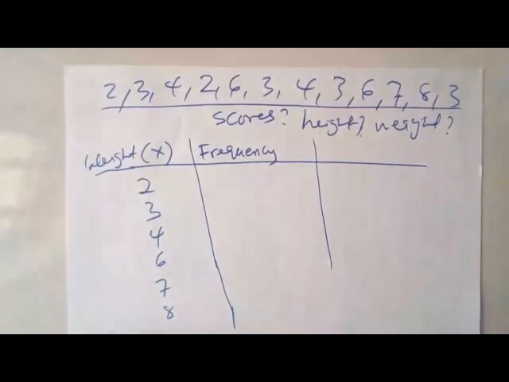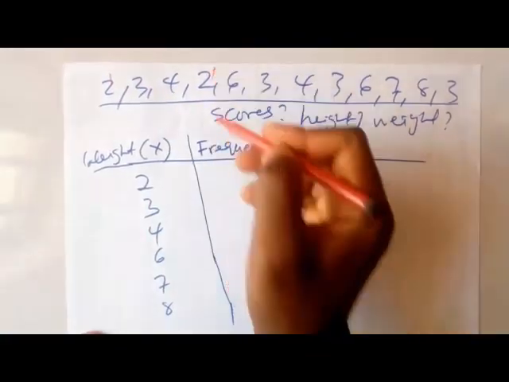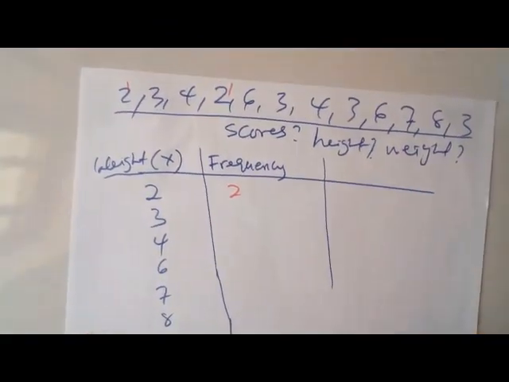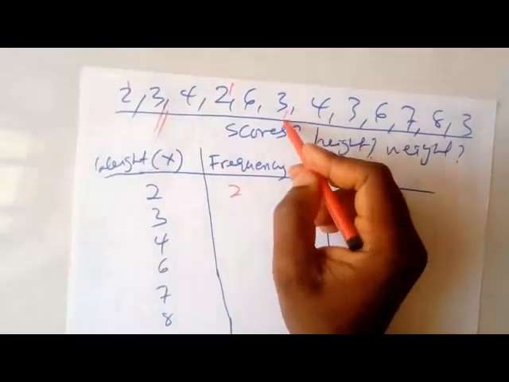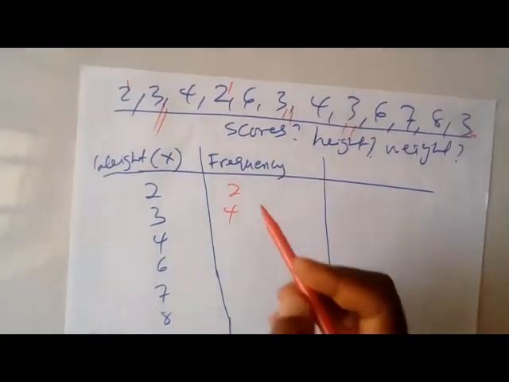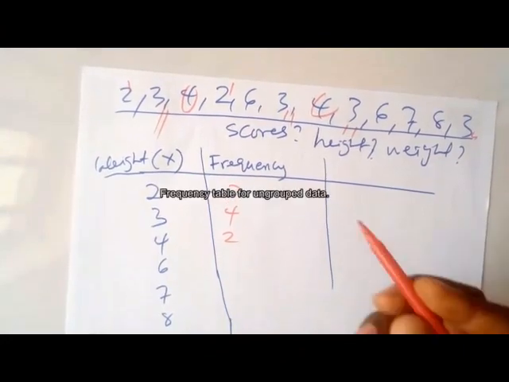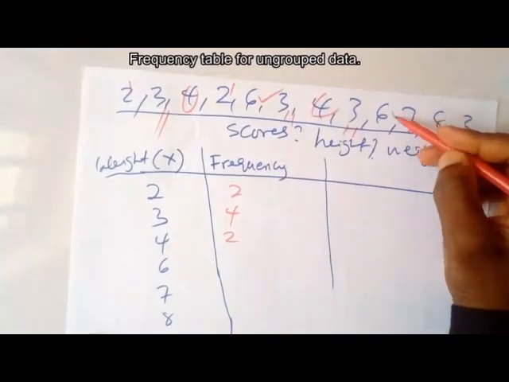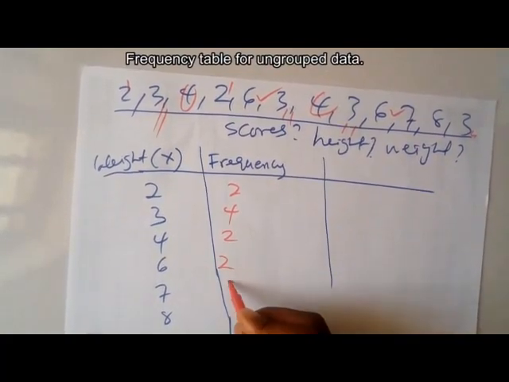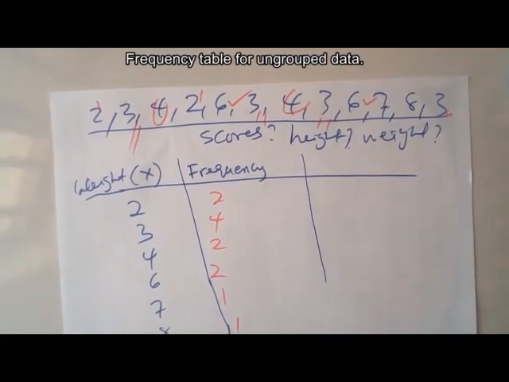Then you look at how many times 2 appears. 2 is here, 2 is here, so 2 appears 2 times. 3 appears how many times? 1, 2, 3, 4. 3 appears 4 times. 4 appears 2 times. 6 appears 2 times also. 7 appears once, and 8 appears once. This is how to come up with your table for ungrouped data.